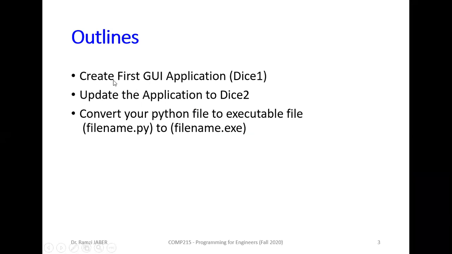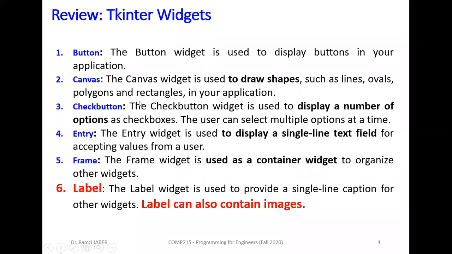Outlines. First, create the first GUI application, Dice 1. Then update the application to Dice 2. Then convert your Python file to an executable file, meaning from any .py file you make, to your-name.exe.